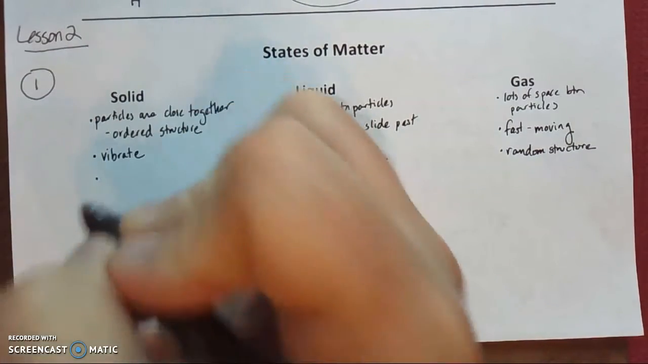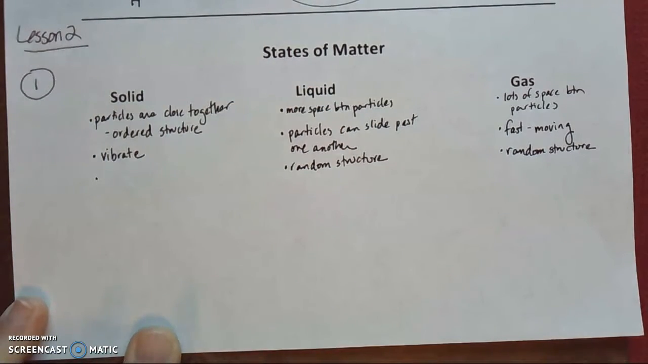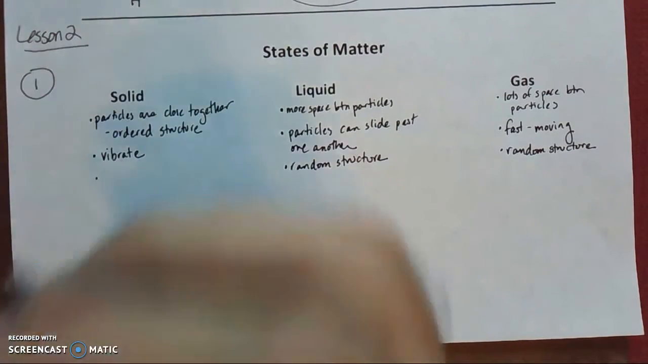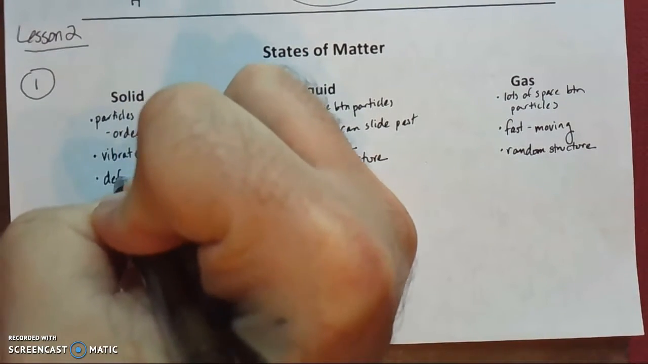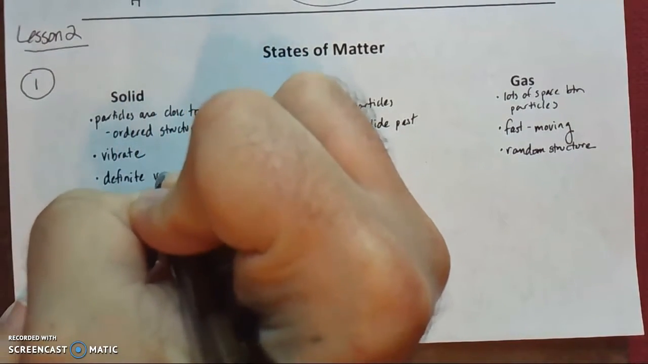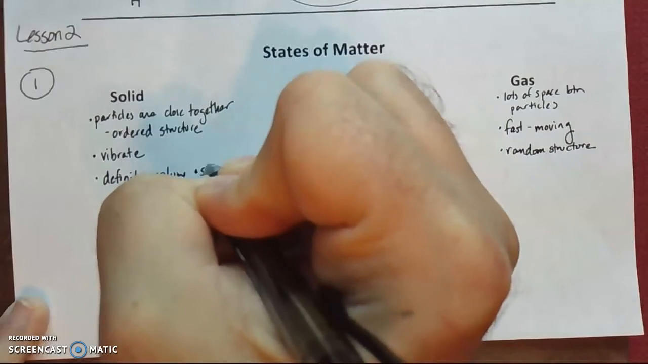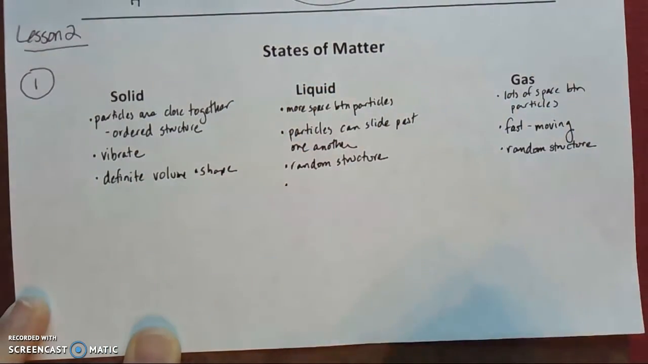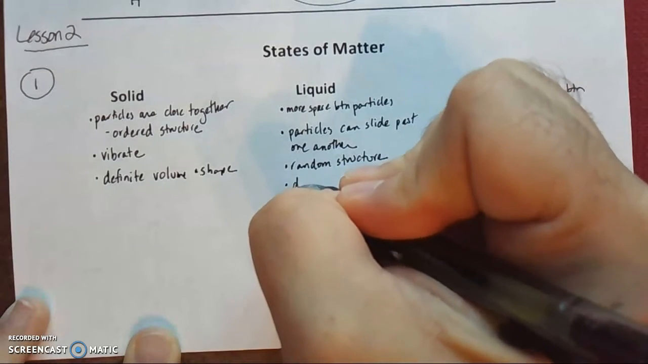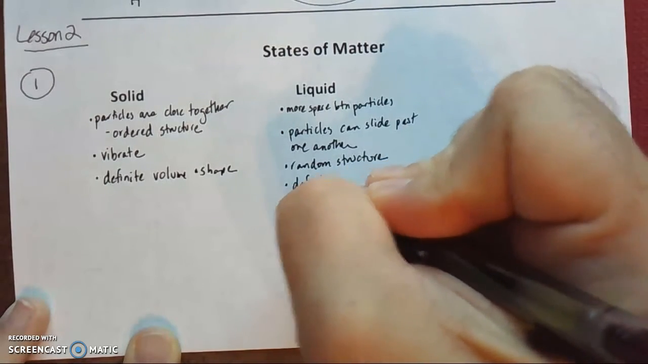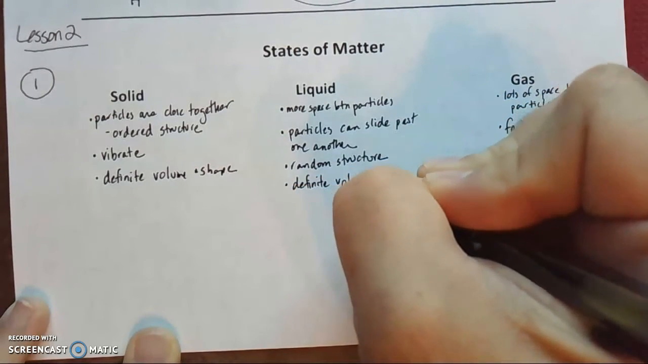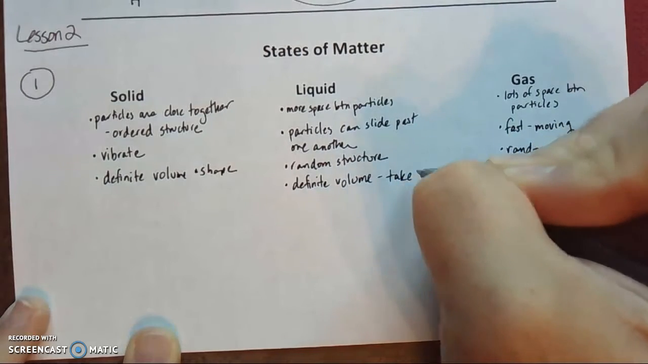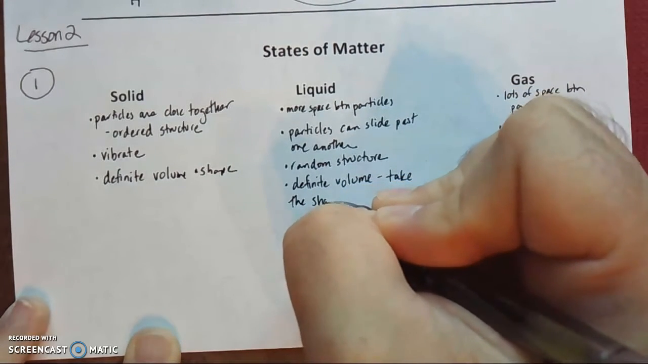So a solid, we can measure its volume. If it's a regular solid, we can use a formula like length times width times height for a cube or a rectangular solid. So it has a definite volume and a definite shape. Liquids, we can measure their volume using a graduated cylinder. So they have a definite volume, but they take the shape of a container.